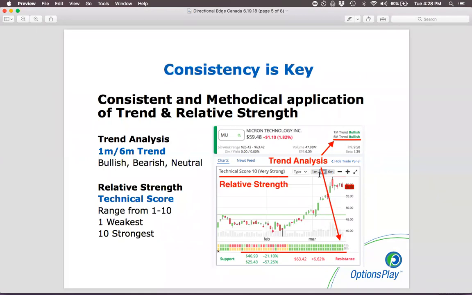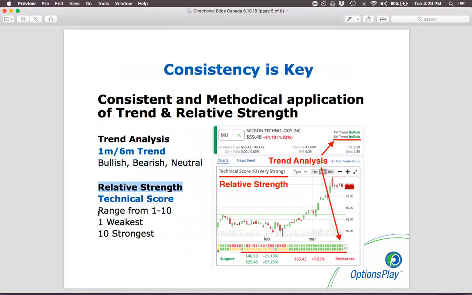But on the OptionsPlay tool, we use what's called a 1 month and 6 month trend indicator to give you an idea as far as what the current trend of a stock is. So we'll show you bullish, bearish, or neutral, and it's provided to you right here in the upper right-hand corner of the stock chart. And then we also have a relative strength ranking.